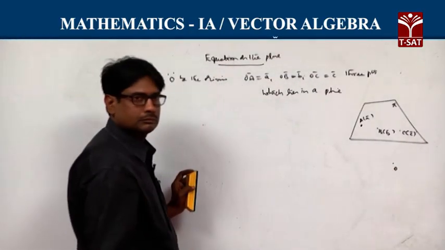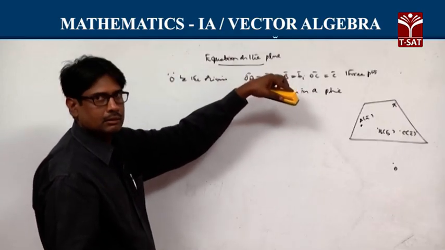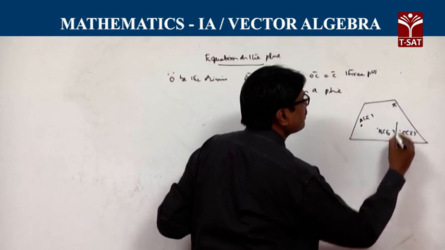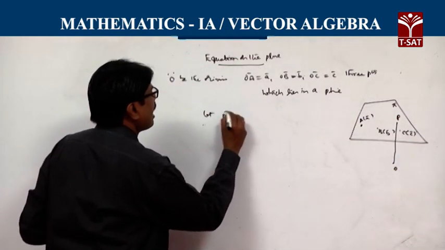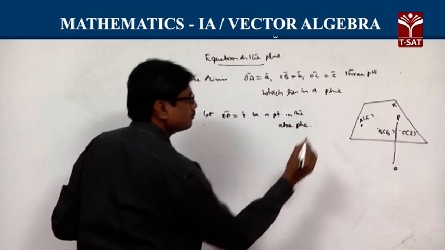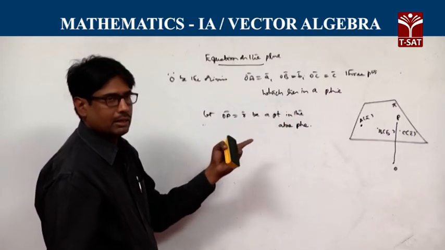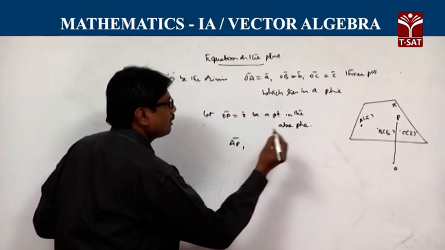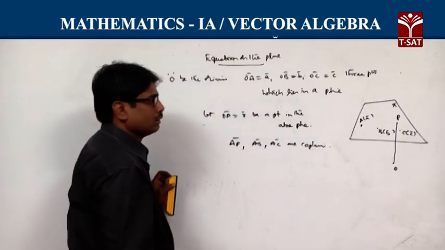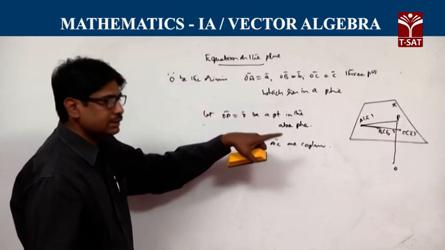The origin will be somewhere. Consider a plane which is passing through three vector points A bar, B bar, C bar. To find its equation, take a parametric point P somewhere. Let OP bar is equal to R bar be a point in the above plane. Joining these points, vectors will be formed and they are coplanar. So clearly AP bar, AB bar, AC bar are coplanar. These three vectors are coplanar. That is the locus condition applied for this plane.